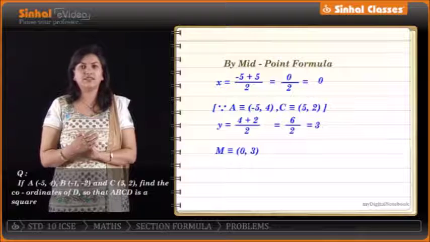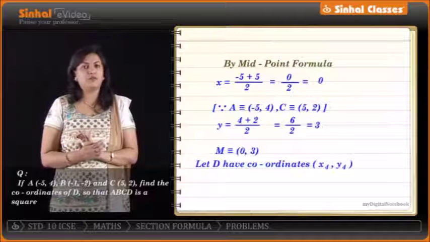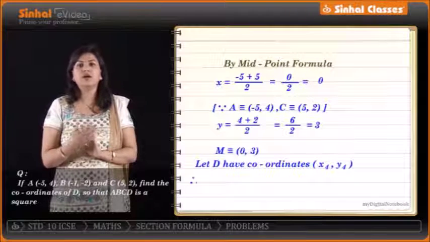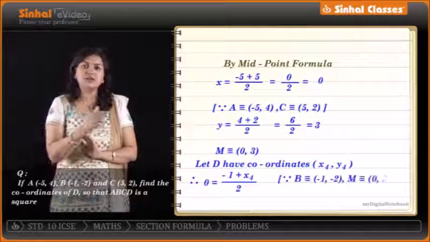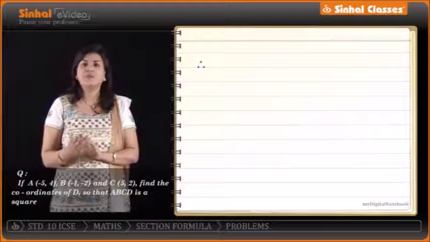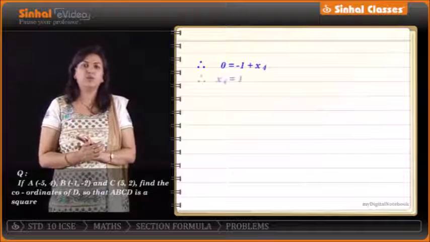Let it have coordinates x4, y4. Now again by midpoint formula, we will get 0 is equal to minus 1 plus x4 upon 2. Now 0 into 2 is 0. So 0 is equal to minus 1 plus x4, that is x4 is equal to 1.